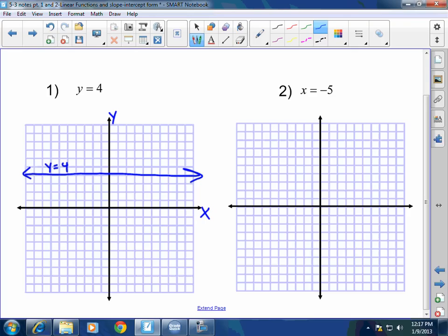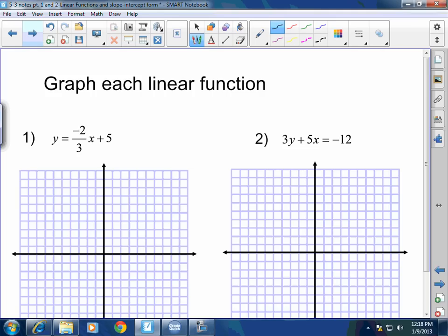Okay. What about x equals -5? That's going to be vertical going through 1, 2, 3, 4, -5. And the slope is undefined, yes, sir. And for y equals 4, the slope is 0. For x equals -5, the slope is undefined. Very good. That makes sense, boys? Okay. Next. What's the y-intercept here for number 1, please?